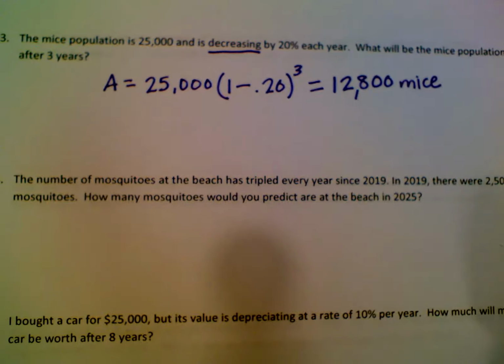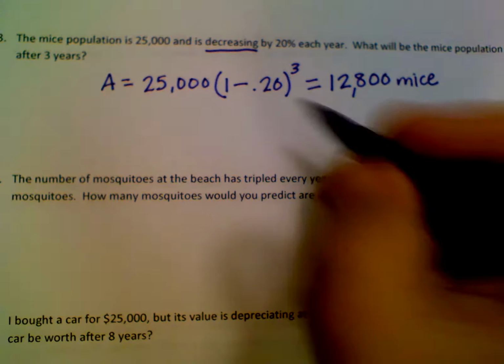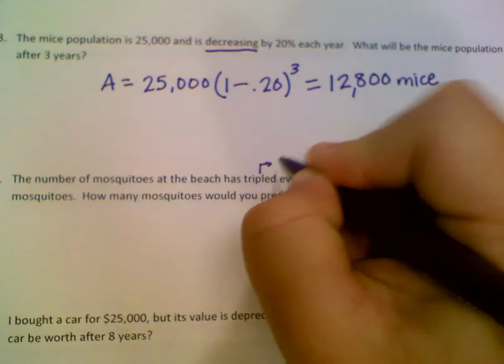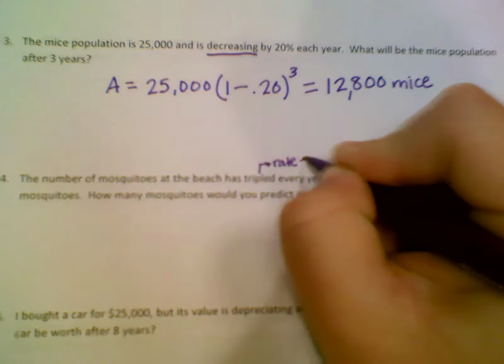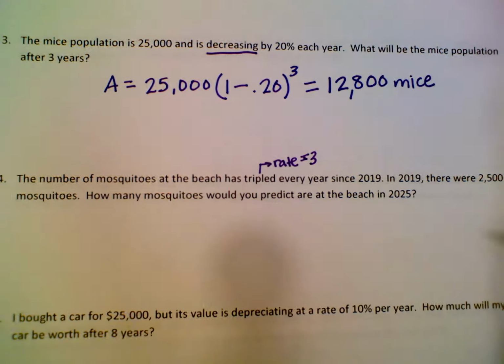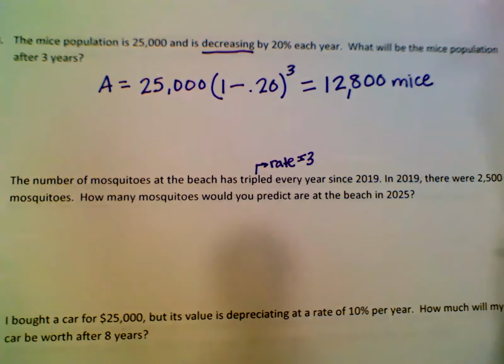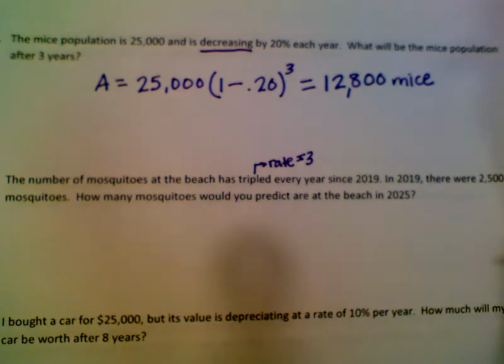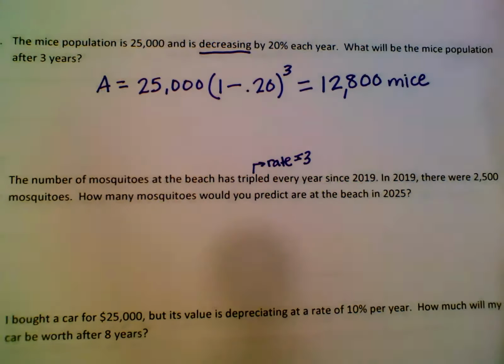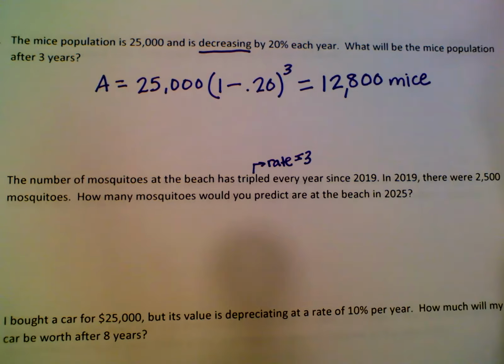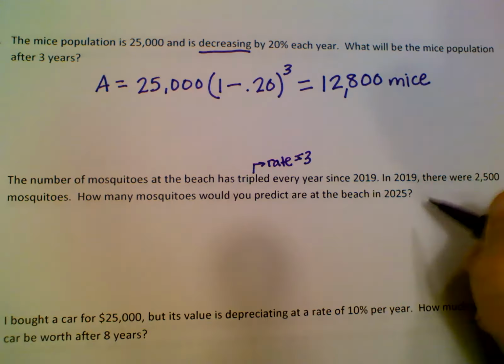All right. The number of mosquitoes at the beach has tripled. That is going to be important because that is a rate. And whenever you see the word triple, you should be thinking of the number 3, right? Tripled every year since 2019. In 2019, there were 2,500 mosquitoes. How many mosquitoes would you predict are at the beach in 2025?